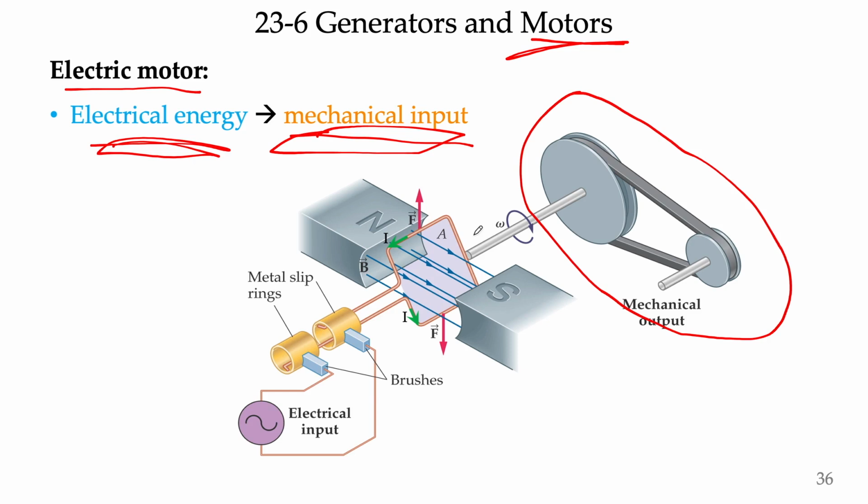So basically, to produce this mechanical rotation, this wire loop should rotate, right? So how do we make it rotate? Well, basically you connect it to an electrical input. You need alternating current, AC. And it becomes positive and negative all the time.